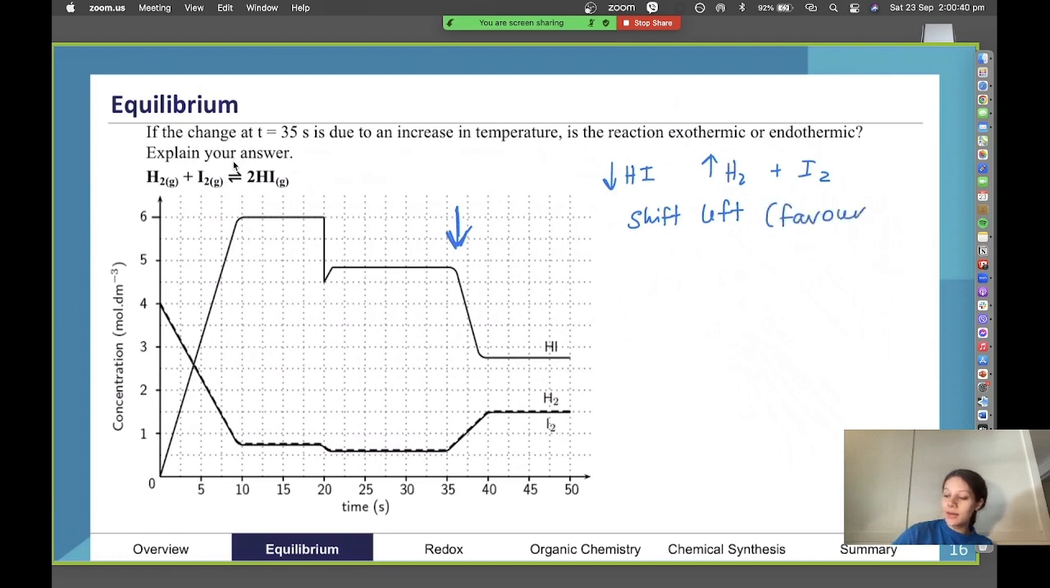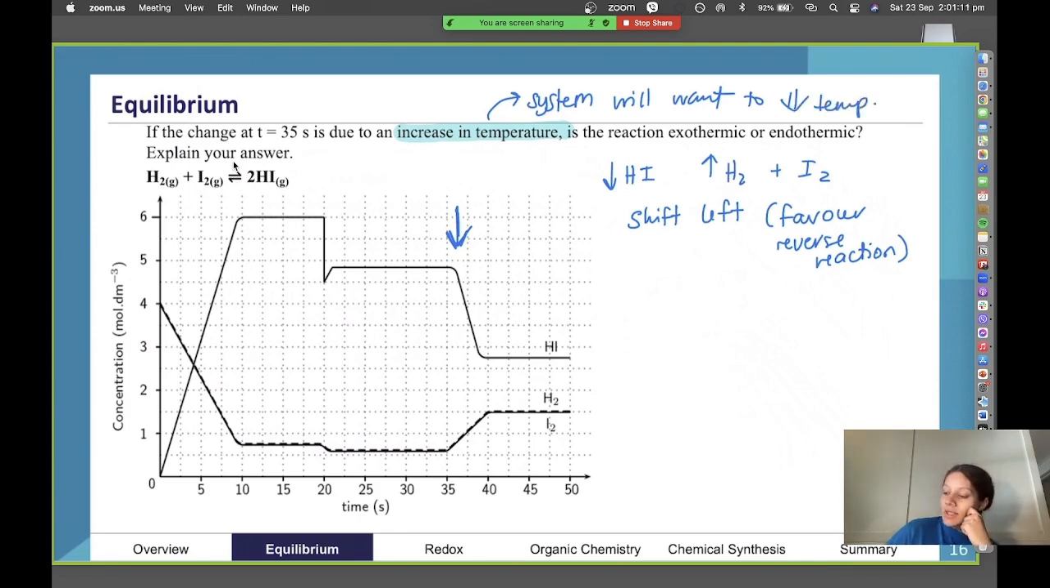Which is favoring our reverse reaction. Okay, so if we favored our reverse reaction, and what's happened is an increase in temperature. So we increase temperature, so what the system will want to do is to bring it back down, bring the temperature back down. So decrease temp. So that means favoring the reverse reaction is somehow decreasing the temperature of the whole system.